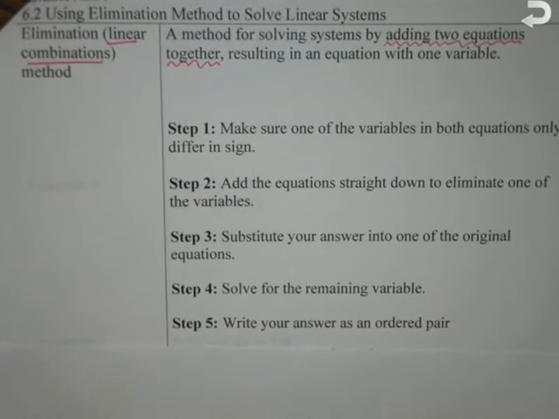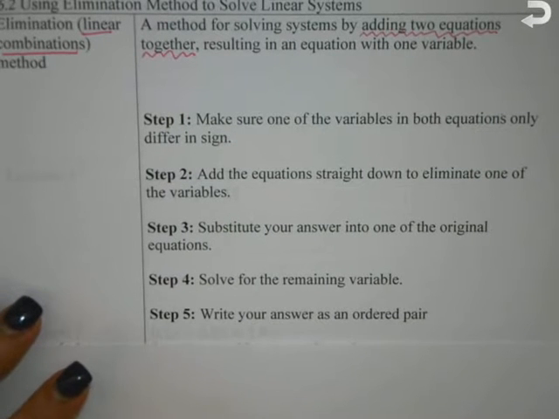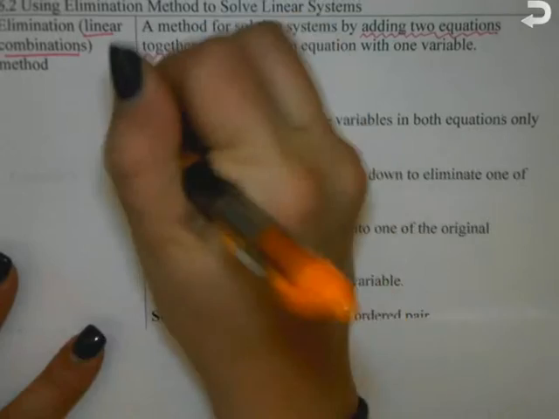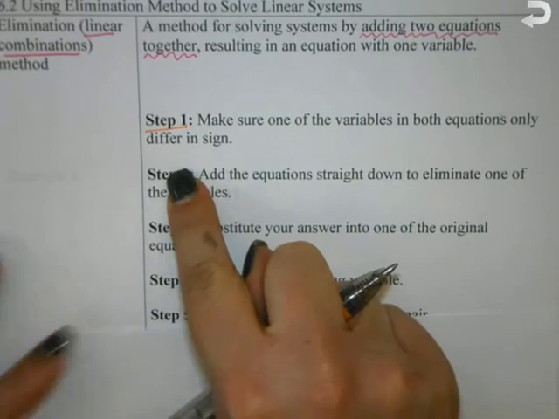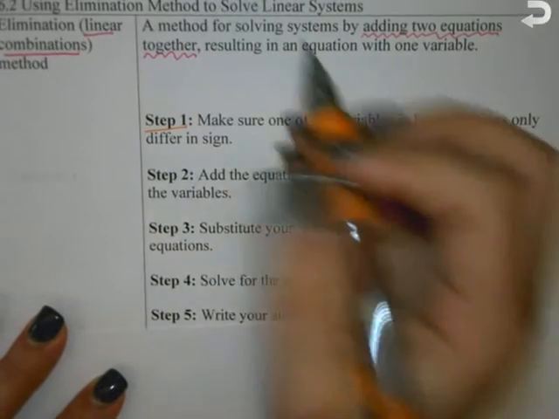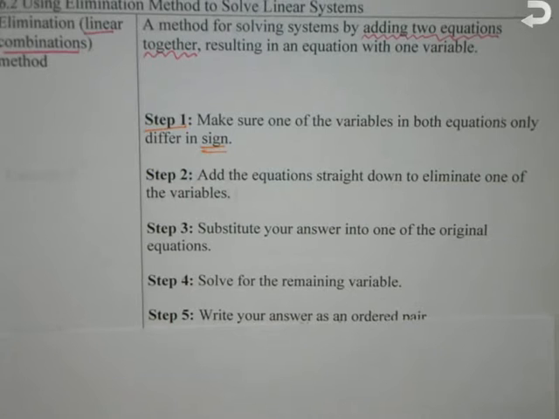There are 5 steps. I know. So here we go. The first step, step 1, you first want to make sure that one of the variables in both equations only differ in sign. And I'll show you what I mean when we get there. But we want one of the variables to only differ in sign, meaning we want our variables to have the same coefficient, but one negative and one positive.